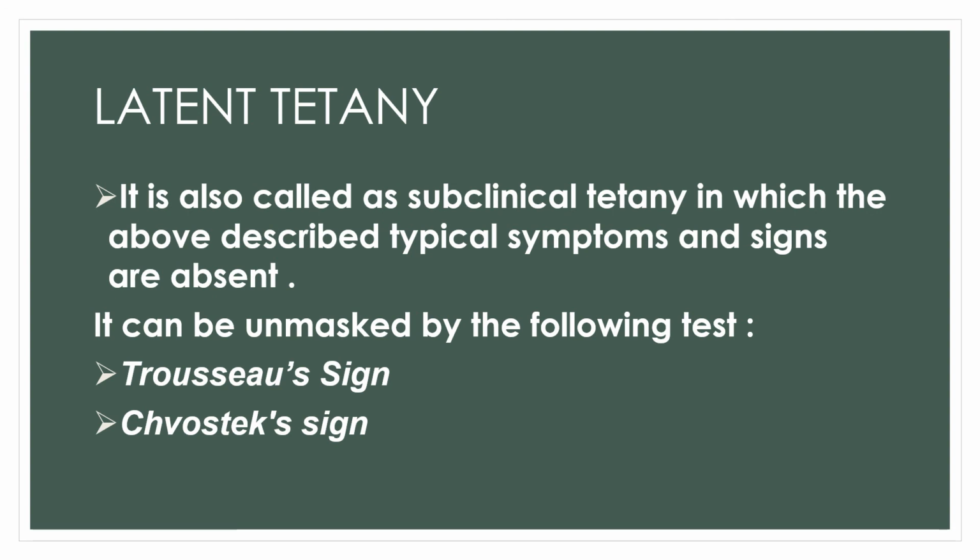The second one is Chvostek's sign, which refers to twitching of the facial muscle produced by tapping the facial nerve at the angle of the jaw. This occurs due to increased excitability of the nerve to mechanical stimulation. Okay. Thank you.